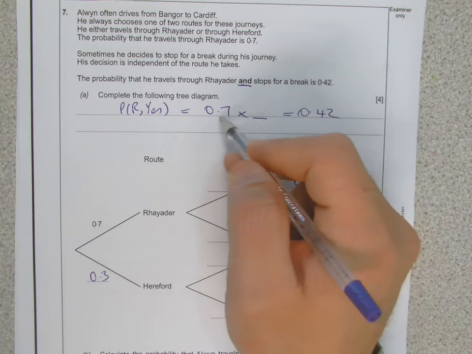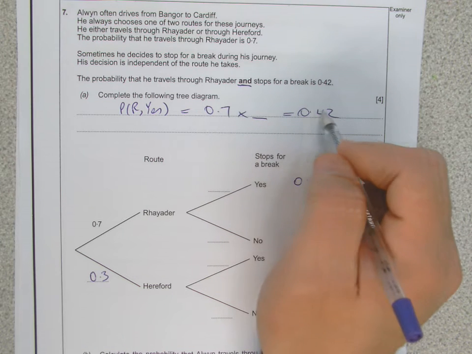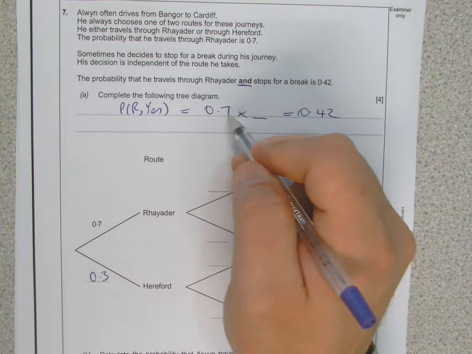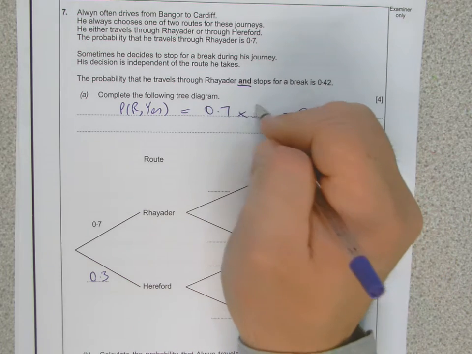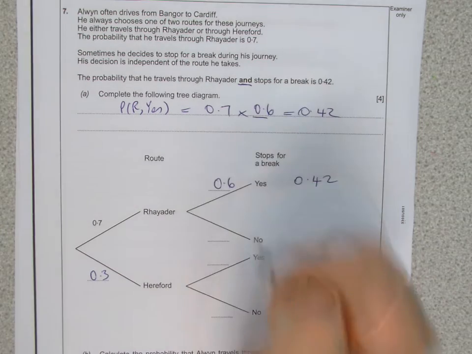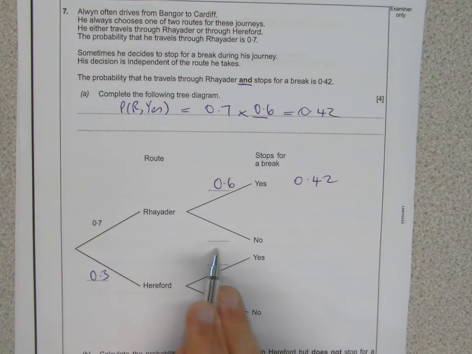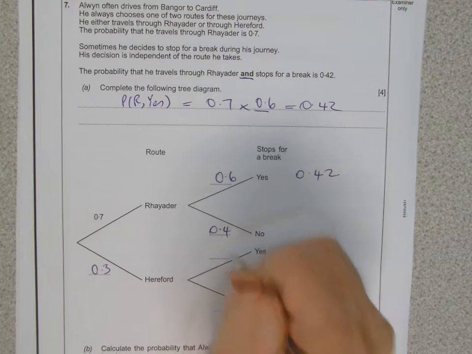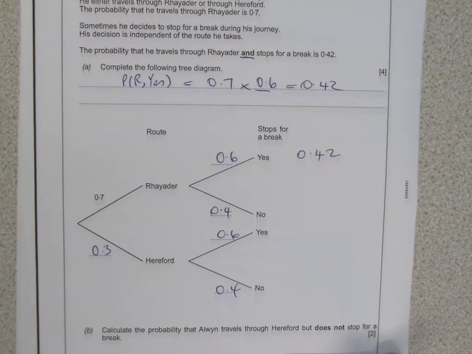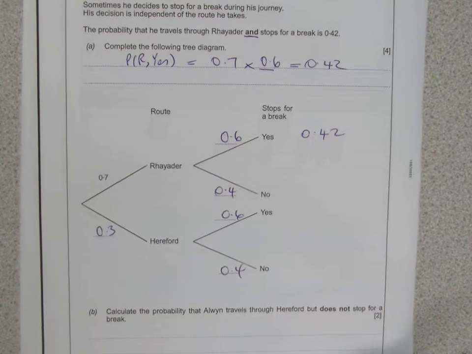And we need to think, what are we multiplying by 0.7 to get 0.42? If you just think of your tables, 7 times 6 is 42, so it's going to be 0.6. Okay, that's one way of thinking about it. So you've got 0.6 there for stopping for a break, which means not stopping for a break is 0.4. You repeat that down here, right? That's how tree diagrams work. So you've got all the possibilities now.